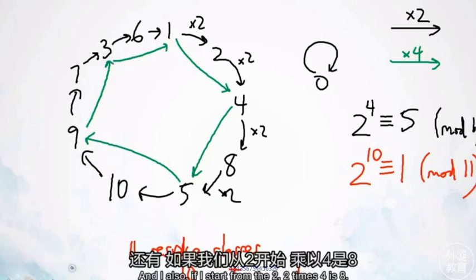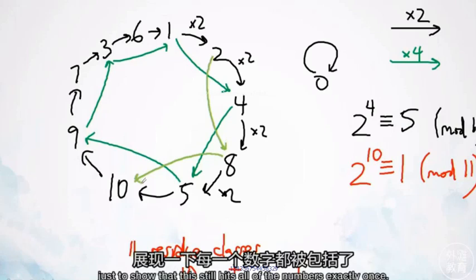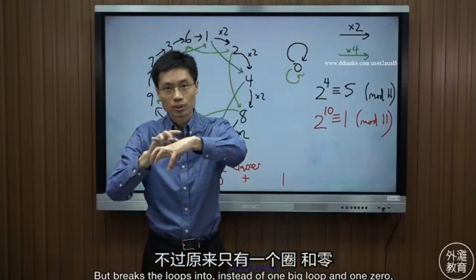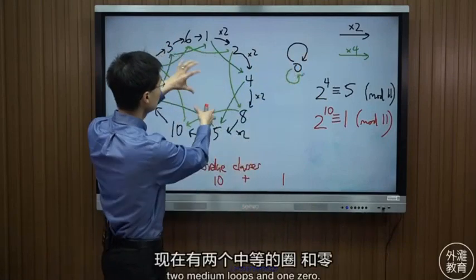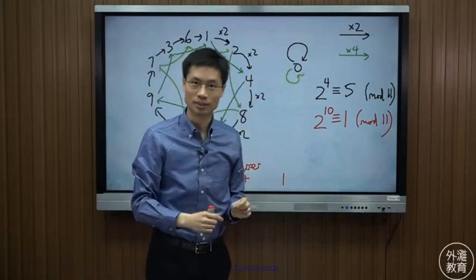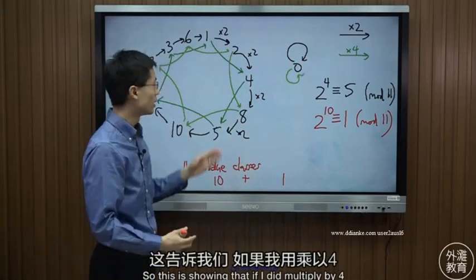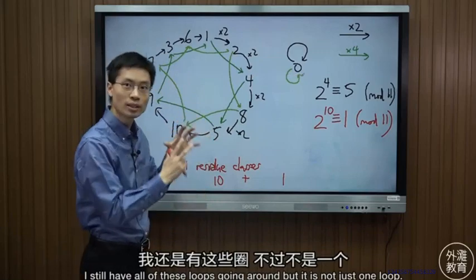And I also, if I start from the 2, 2 times 4 is 8. I'm using a slightly different green, just to show that this still hits all of the numbers exactly once, but breaks the loops into, instead of one big loop and 0, 2 medium loops and 0. So this is showing that if I did multiply by 4, I still have all of these loops going around, but it's not just one loop.